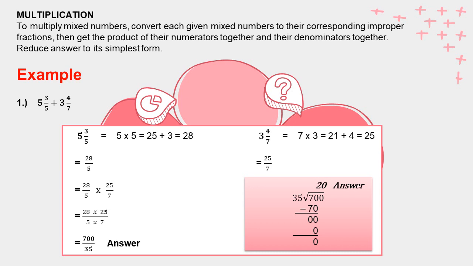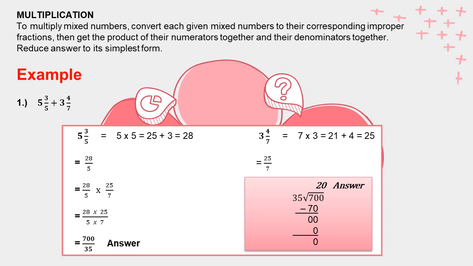So, first, kailangan natin i-convert ang mixed numbers into improper fractions. So, paano natin gagawin yun, class? So, unahin natin yung 5 and 3/5 para ma-convert siya into improper fraction. I-multiply po natin yung 5 times 5, and then add natin yung product sa 3. So, 5 times 5 equal 25 plus 3 is equal 28. And just copy its denominator, 5.